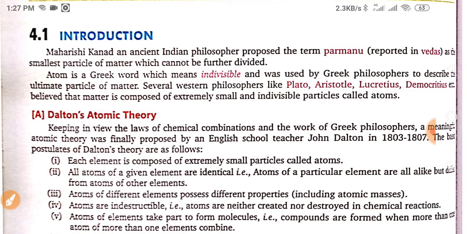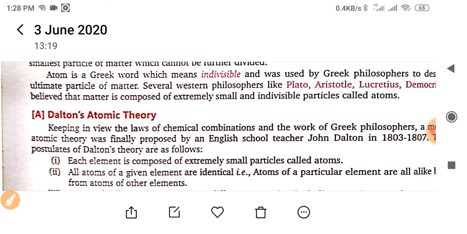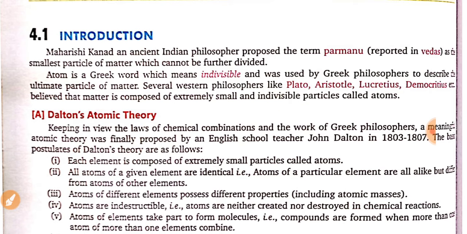Atom is a Greek word which means indivisible and was used by Greek philosophers to describe the ultimate particles of matter. Several Western philosophers like Plato, Aristotle, Lucretius, Democritus, etc., believed that matter is composed of extremely small and indivisible particles. You have to read this term particularly because it is related to the theories of atomic structure. So, individual particles called atoms. In historic times, these terms were related.